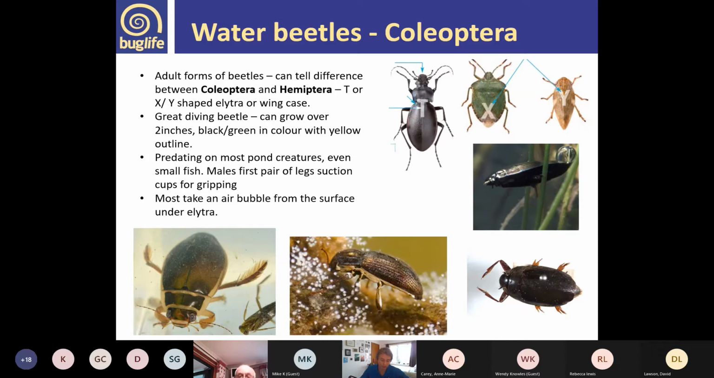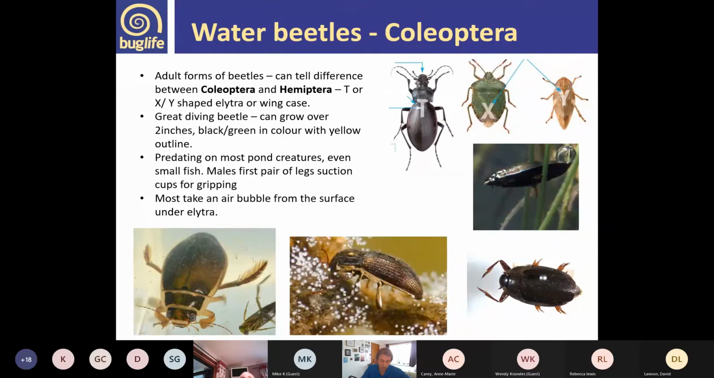But the most common of the water beetles, as I mentioned earlier, in their larval form is the great diving beetle, which is usually near the top of any food chain of which it's a part in any garden pond that you may be encountering. Because they can grow to over 2 inches, they can be enormous and voracious predators. The males have suction cups on their front legs, which they use to catch prey and hold on to it while they're eating it, and also to hold on to females while they're mating. So another useful adaptation for life in the pond.